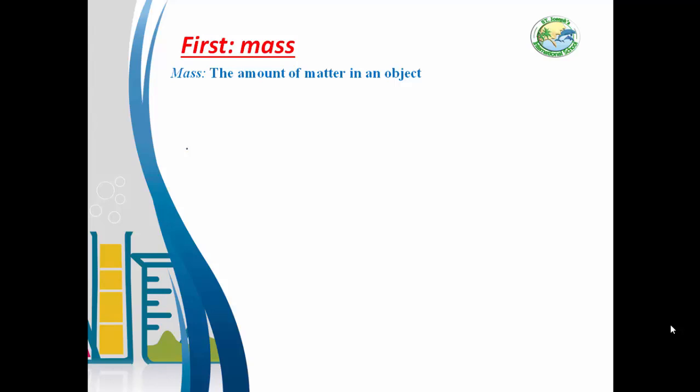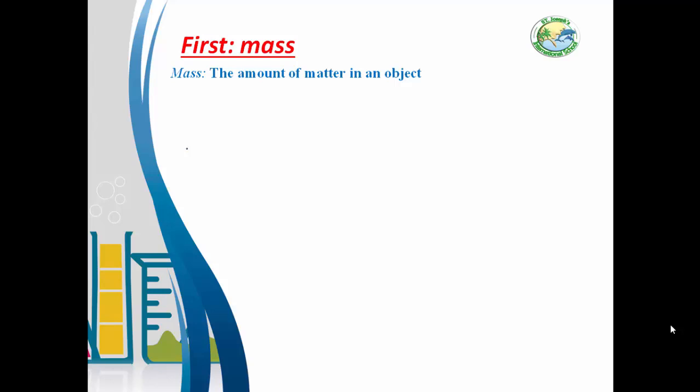All matter has mass whatever its shape. For example, if we are talking about sugar, if it is one piece, a sugar cube, it has mass. If it is particles, it has mass. And also if it is powder, it has mass. All matter has mass whatever its shape.